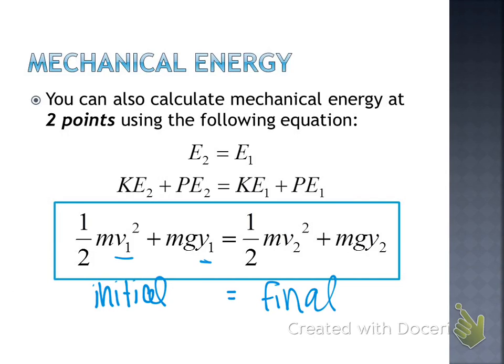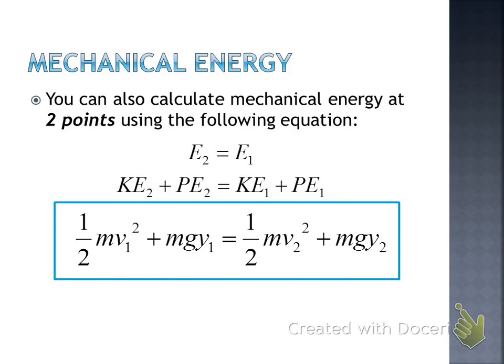Okay, I'm not, again, sure why I have the 2's and the 1's mixed up here, but if it makes you feel better to switch those, go ahead and do that. Okay, so all I'm doing is changing the subscripts so that you see initial always goes on the left, final always goes on the right. Okay, but this allows us to calculate these things at any 2 points, so before or after or initial and final, or however you want to think about it.